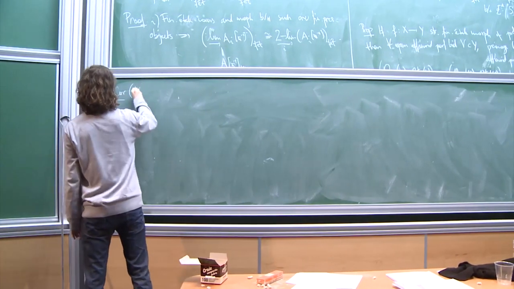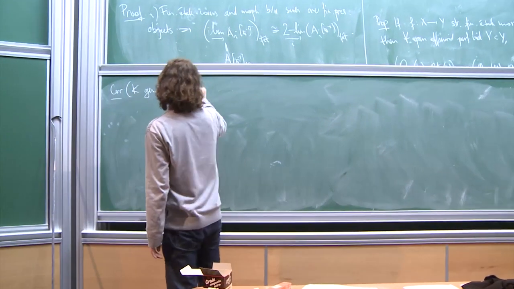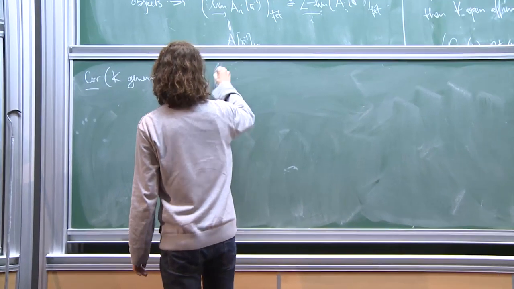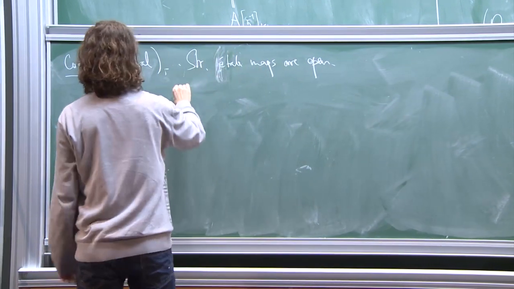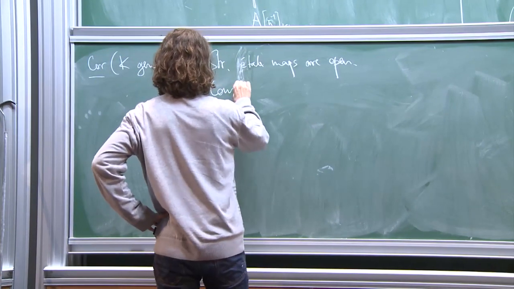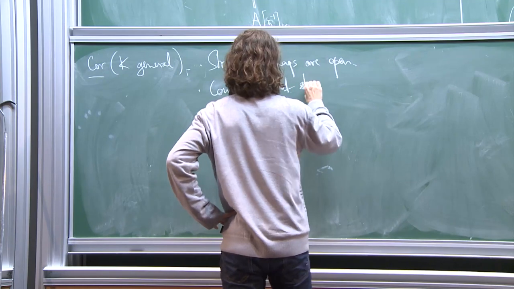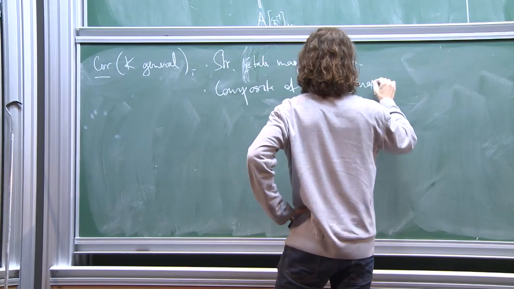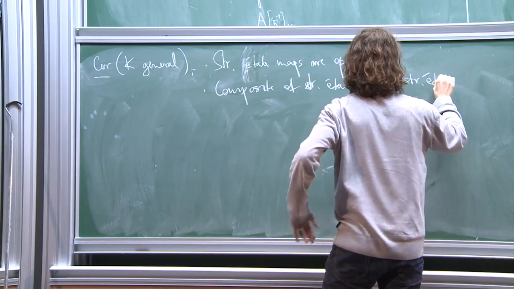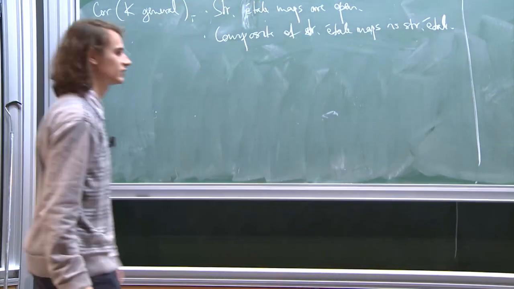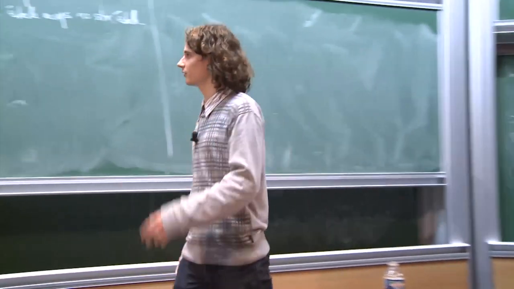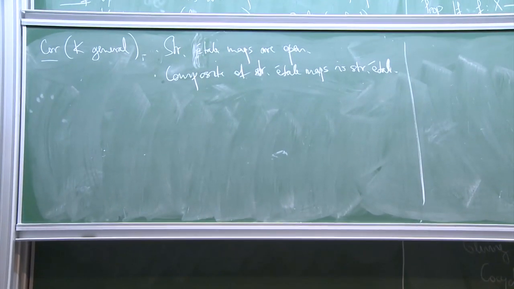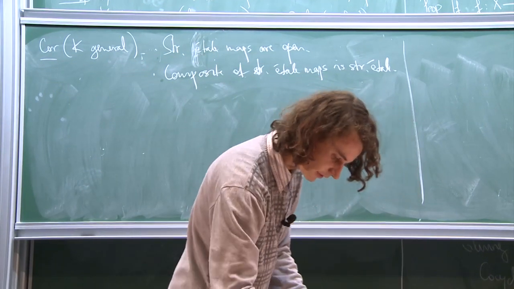And as a corollary, and this is for general K, strongly finite étale maps are open, and the composite of two strongly étale maps is again strongly étale. To prove these statements, it's again enough to do it in characteristic p, and then using this procedure, you reduce to the statements for adic spaces of finite type where you know that they are true. But finally, we can come to the big theorem.